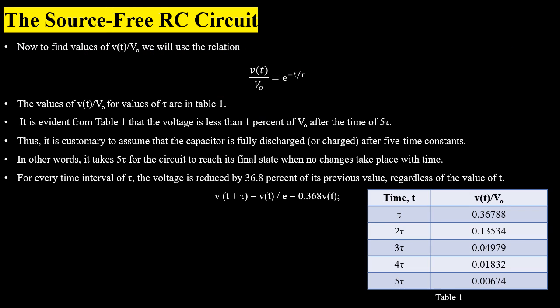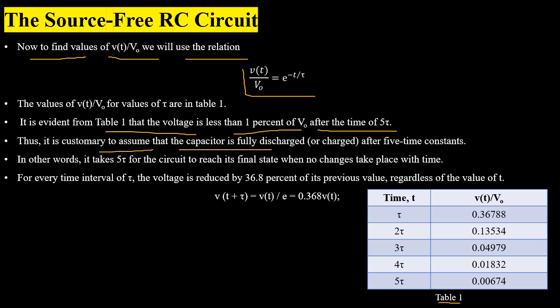Now using equation 5, we will find various values of V of t over V0 in terms of time constant tau and summarize the values in table 1. From table 1 we know that after the time of 5 tau, the value of voltage is less than 1% of initial voltage V0. So we can say that the capacitor is fully discharged after a time of 5 time constants. Or we can say that the RC circuit takes the time of 5 tau to reach the final value when no changes take place.